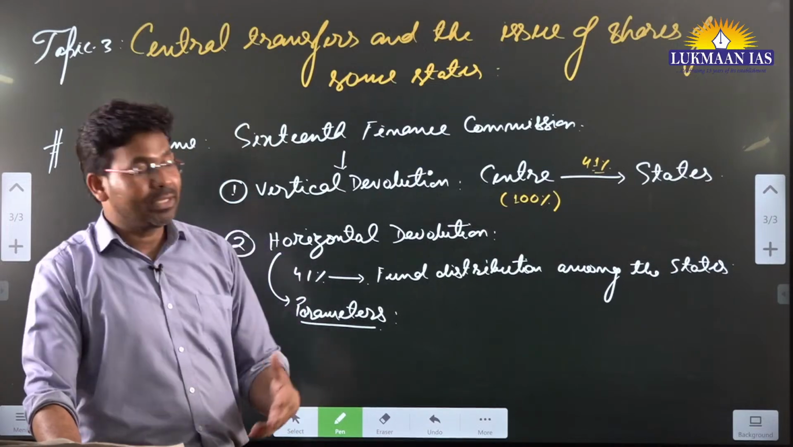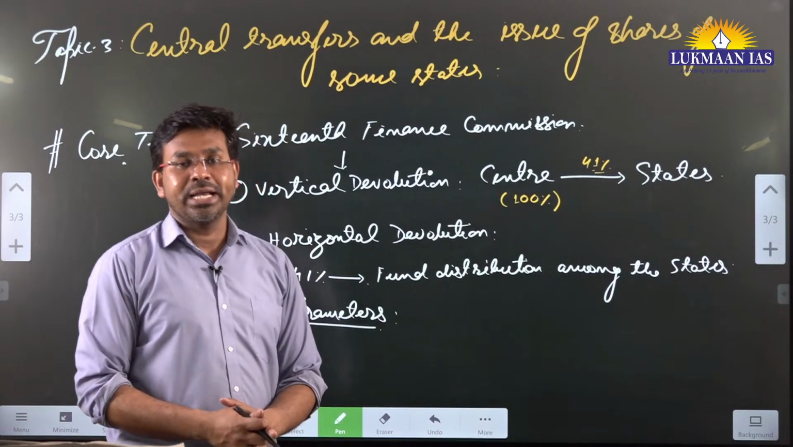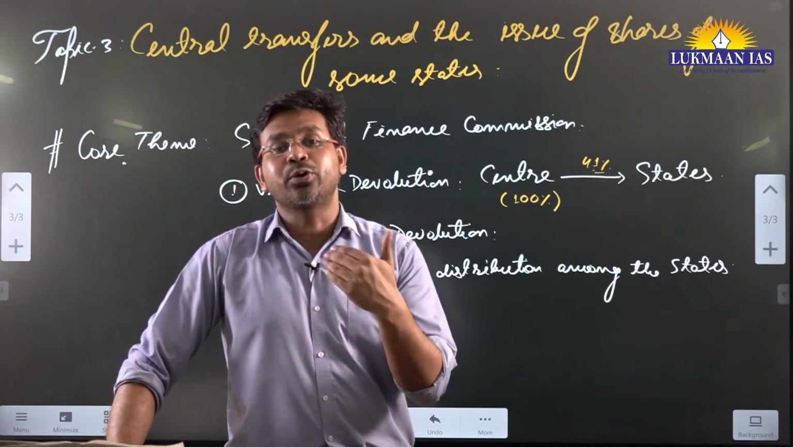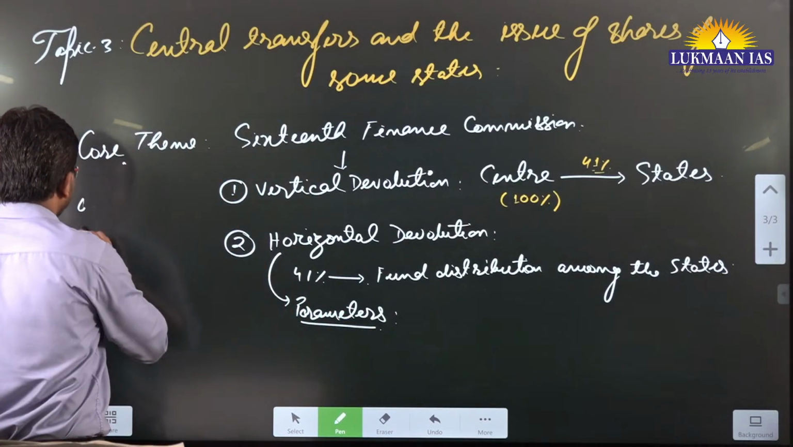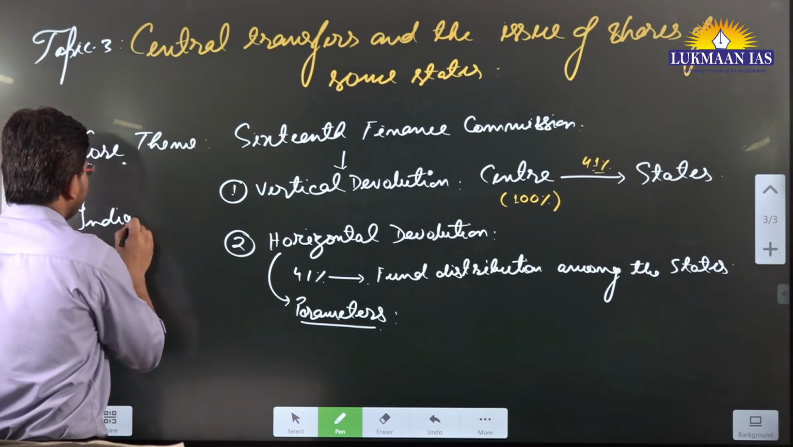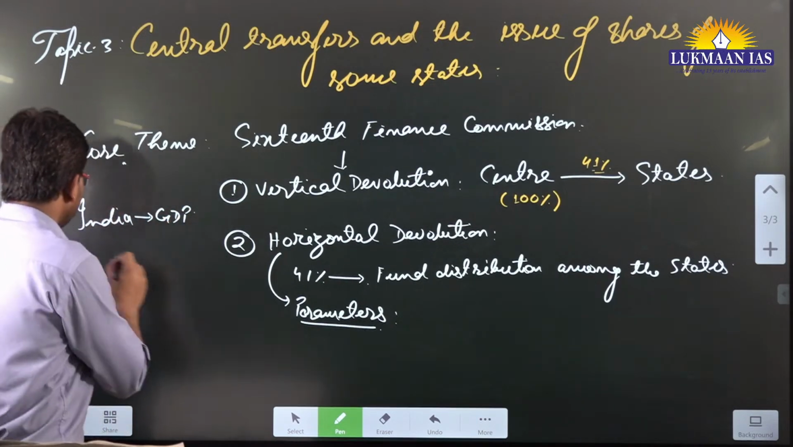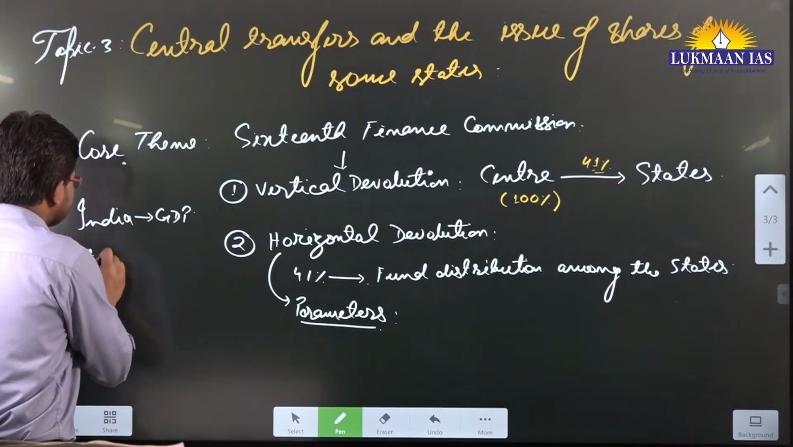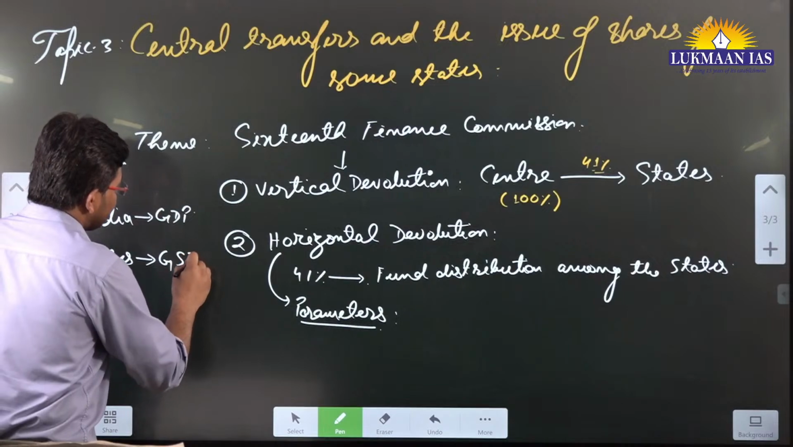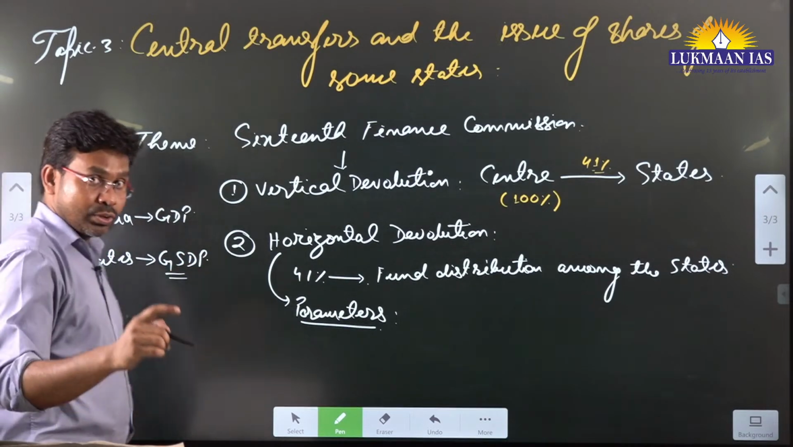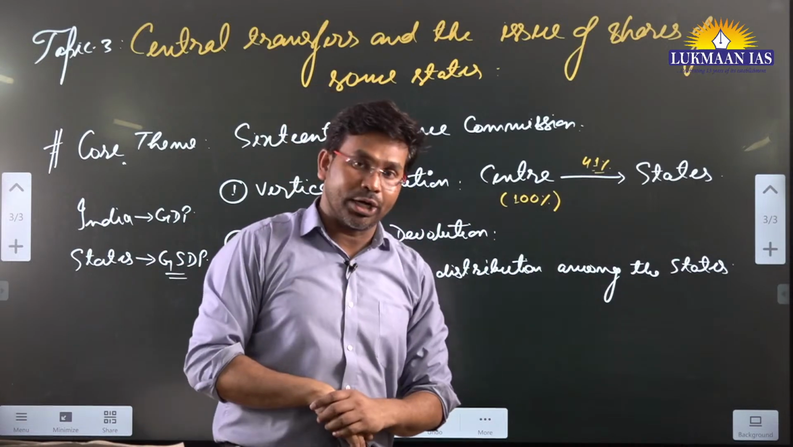What do we mean by income distance? Every state in India has some state gross domestic product. The way India has a GDP, the gross domestic product for the entire country, similarly the states in India have a gross state domestic product, GSDP. So there will be a state that has the highest gross state domestic product.